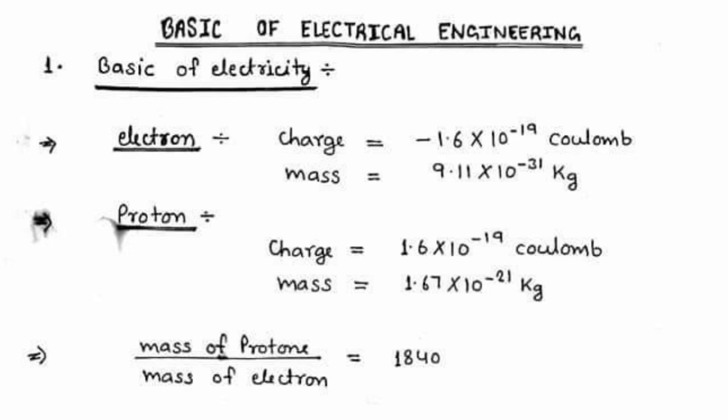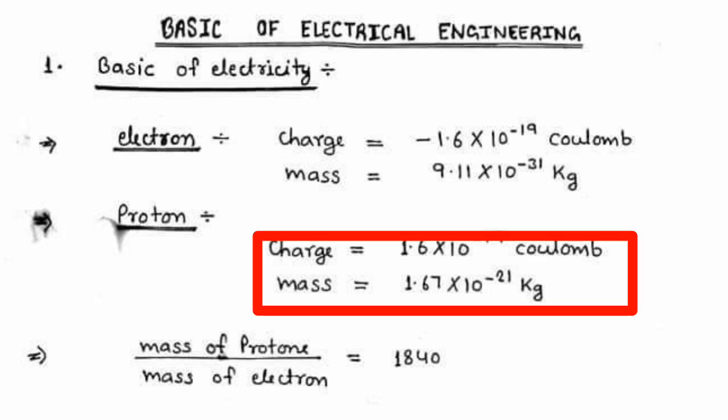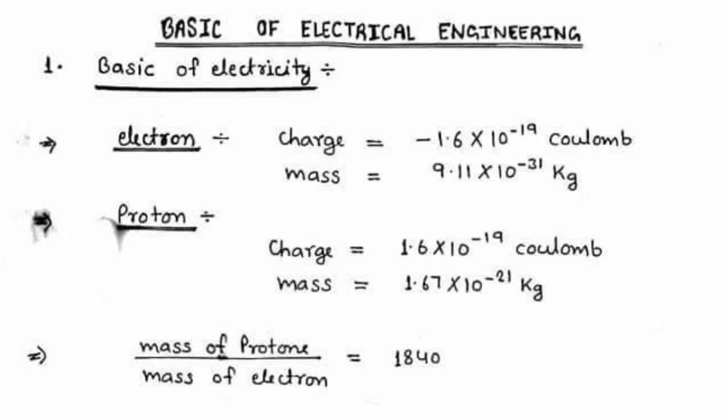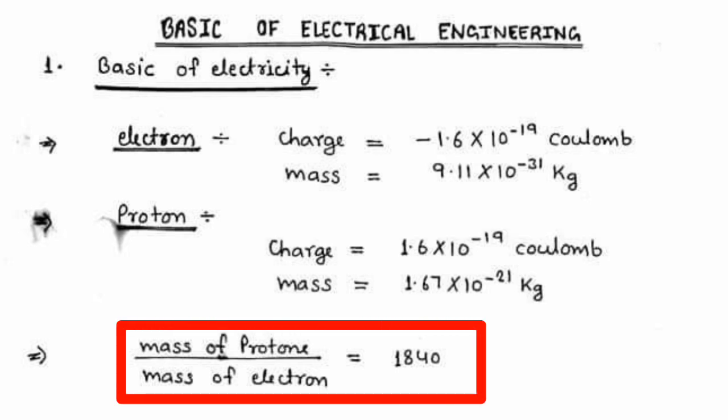Proton. The charge of a proton is similar to an electron, but the proton has a positive charge of 1.6 into 10 power minus 19 coulomb. The mass of a proton is 1.67 into 10 power minus 27 kg. Mass of proton by mass of electron, if you divide both, the ratio gives 1840.